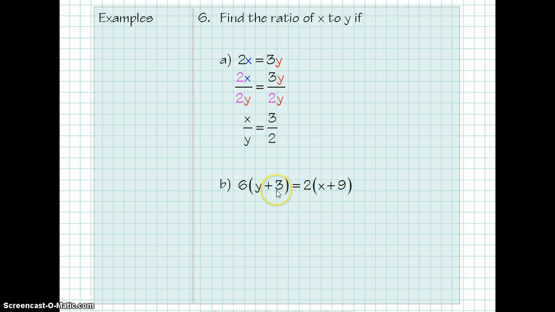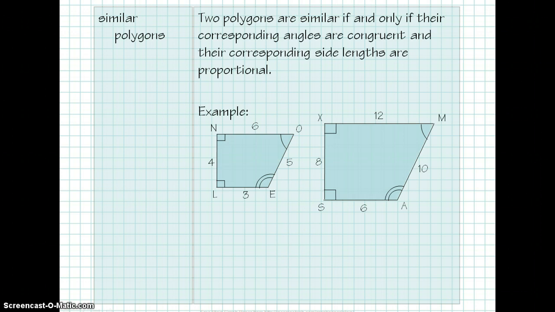Okay, so this one here, again, a little bit more complicated, but we're doing the same idea. First we're going to distribute, and then we're going to subtract 18 from both sides, which happens to cancel out the other 18. And so I have 6y is equal to 2x. Again, I want to have x divided by y. So I'm going to divide both sides by y, and I'm going to divide both sides by 2. So I'm going to divide basically this by 2y, this by 2y. So I end up with x over y is equal to 6 divided by 2, which is going to be 3.